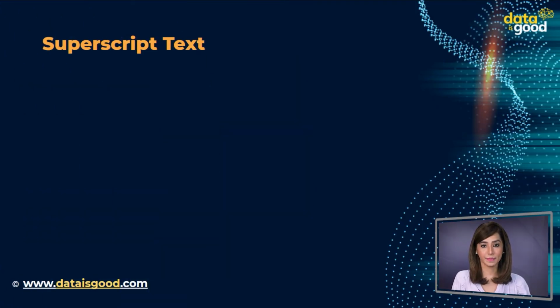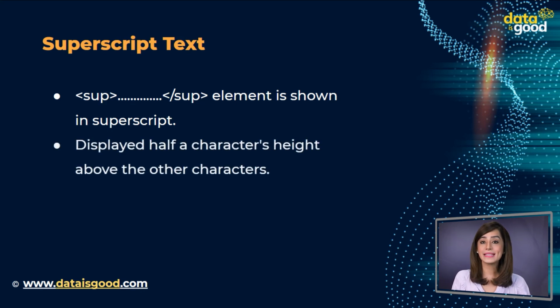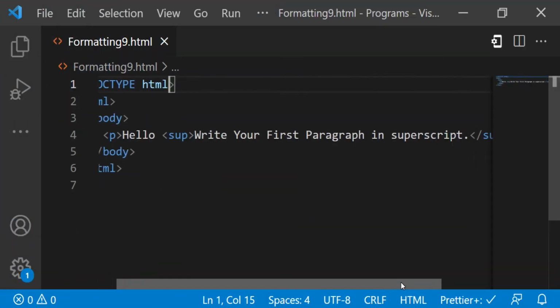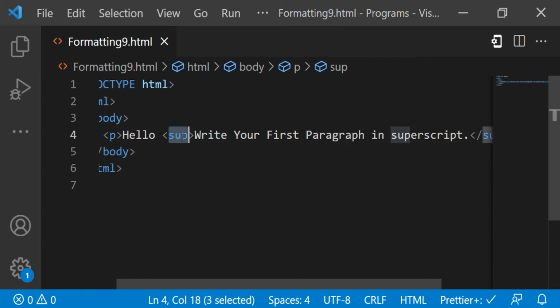Superscript text. If you put the content within the sup element, it is shown in superscript. It means it is displayed half a character's height above other characters. Now let's take a look at the example. In this example, we have written, write your first paragraph in superscript in the sup tags. So it will be displayed half a character's height above the other characters. Let's see the output.